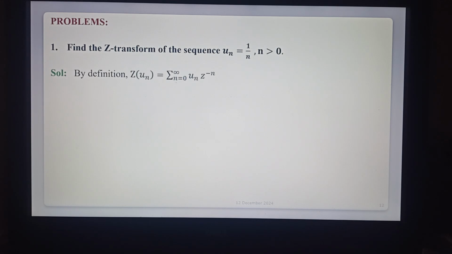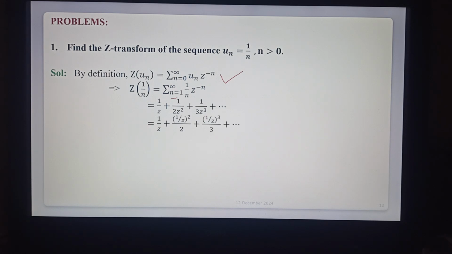So the Z transform of u(n) is equal to the summation n = 0 to infinity of u(n) z^(-n), the basic definition. Here u(n) = 1/n. So the Z transform of 1/n is the summation from n = 1 to infinity, because n = 0 is not defined here, so the series starts from 1. That is the summation of (1/n) z^(-n). Substituting n = 1, that is 1/z plus 1/(2z^2) plus, for n = 3, 1/(3z^3), and so on.